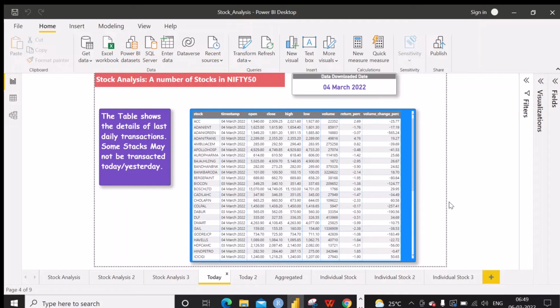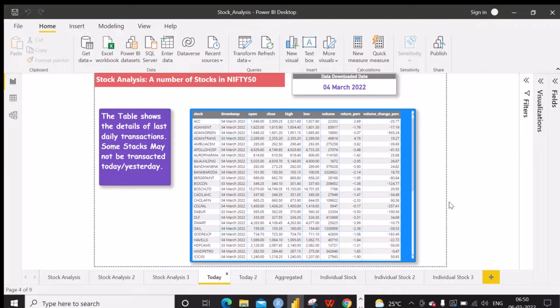Second part of the stock analysis application. In the first part, we discussed how to compare different shares at different periods of time, and 3 pages were used for that. The 4th page, named Today, contains the latest day's transaction.